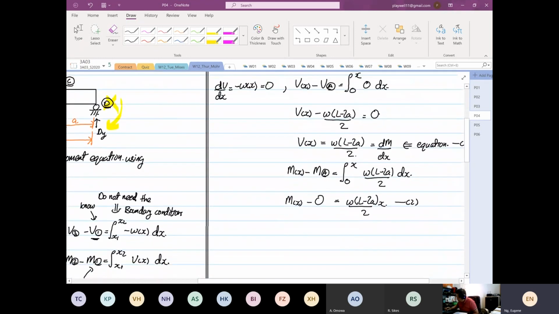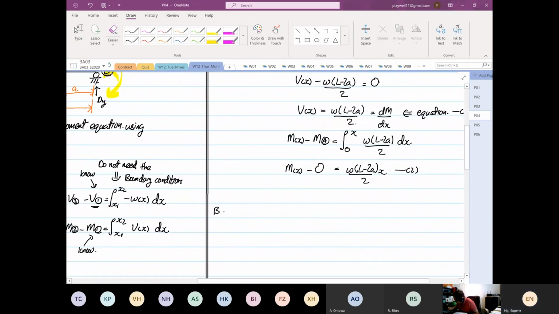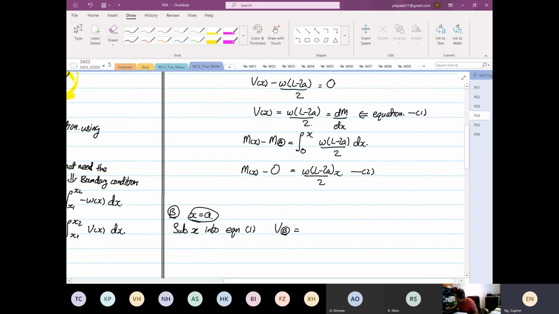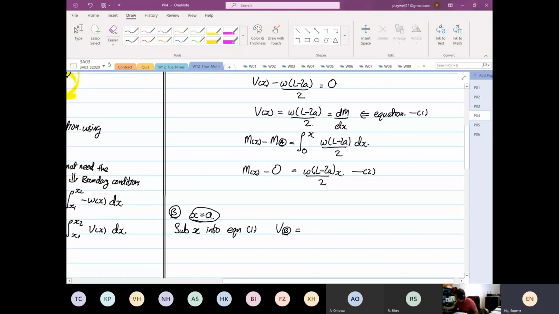Now we look at point B, when x is equal to a. All you need to do is substitute x into equation 1. Because x is equal to a now, what we are finding are constants. So the shear force at point B, if you look at equation number 1, is still equal to omega (L minus 2a) divided by 2.